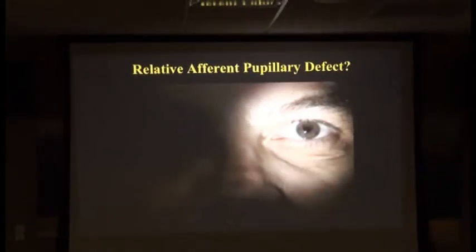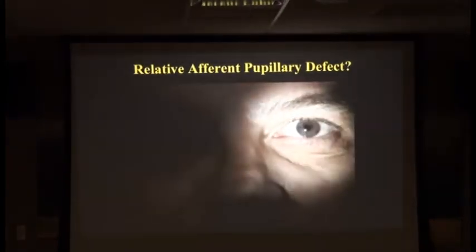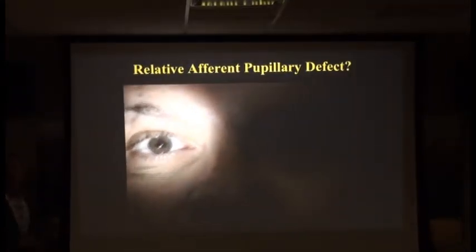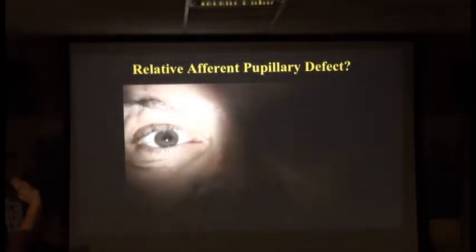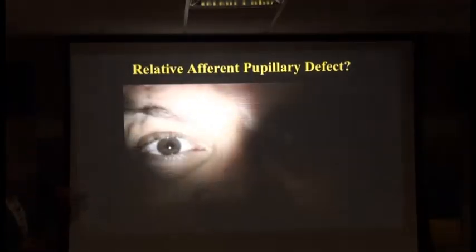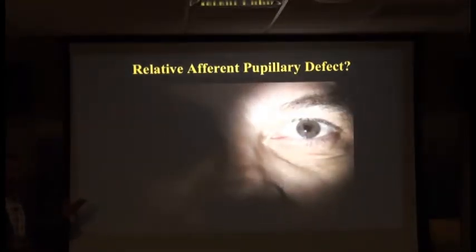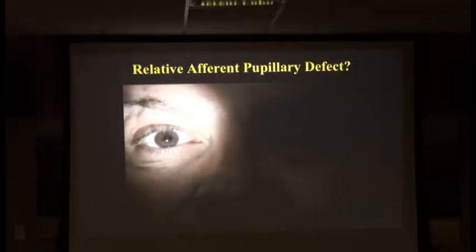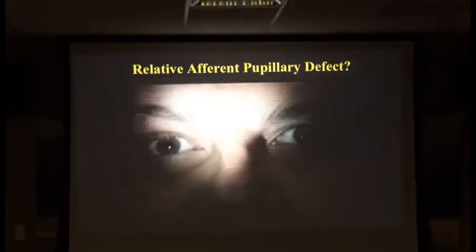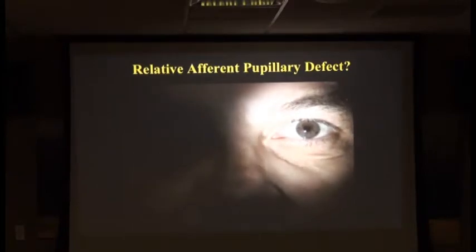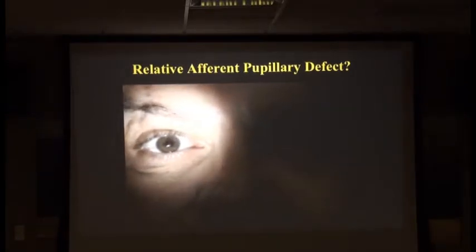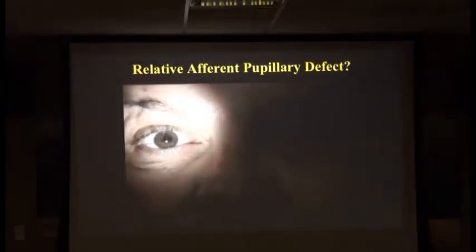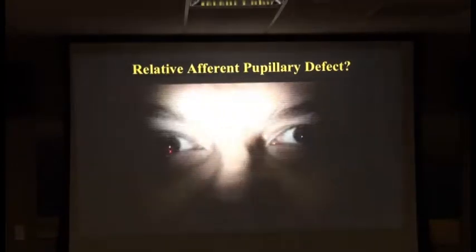Okay. We've seen the swinging flashlight test. So how many people think there is no relative afferent pupillary defect? So a few people. How many people think there's a right relative afferent pupillary defect? How many people think there's a left relative afferent pupillary defect? Okay, so I have some hands, not everybody raised their hand, that's okay. So the thing you want to look for when you're swinging the light is the initial reaction of the pupil. And when we swing the light, this pupil always comes down a little bit. And this pupil stays the same or gets a little bit bigger.